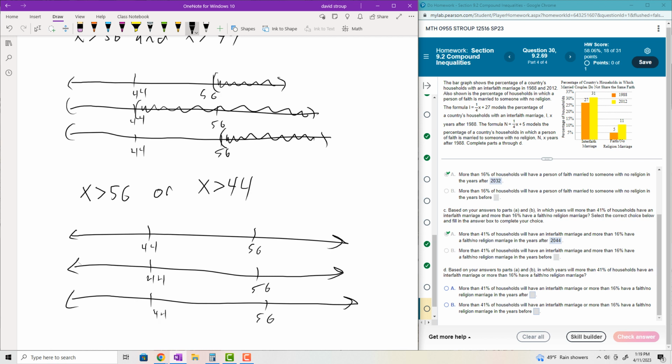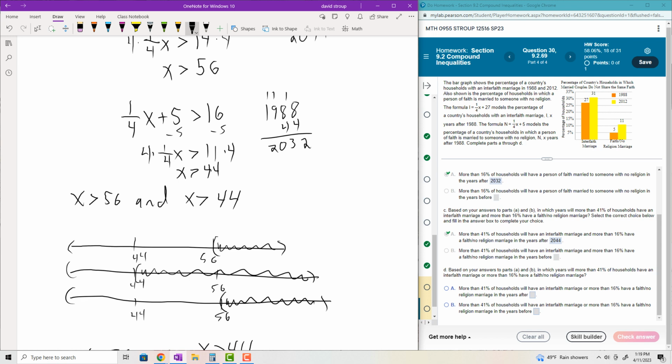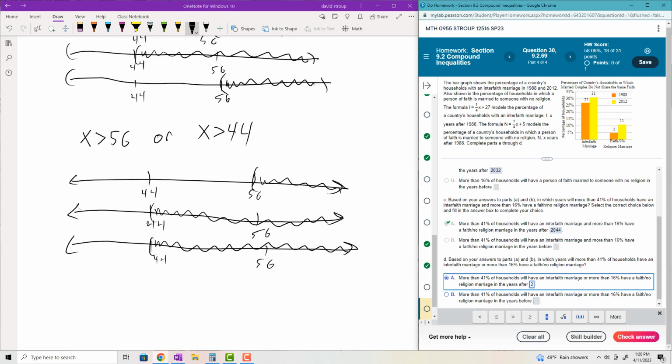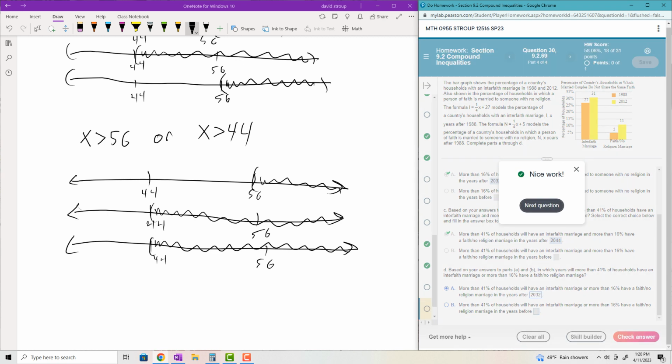Okay, so greater than 44 is all this, greater than 56 is all this. And then the shadow of all that is just from 44 on. Okay, so 44 represents the year 2032. And that'll do it.